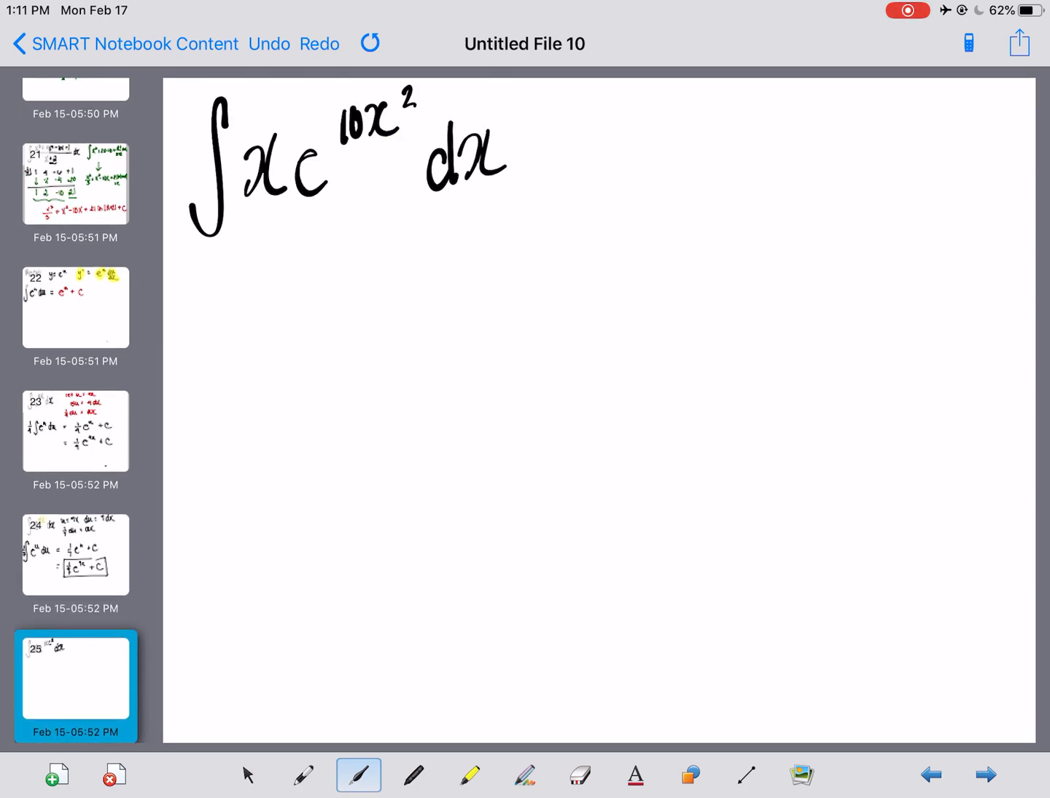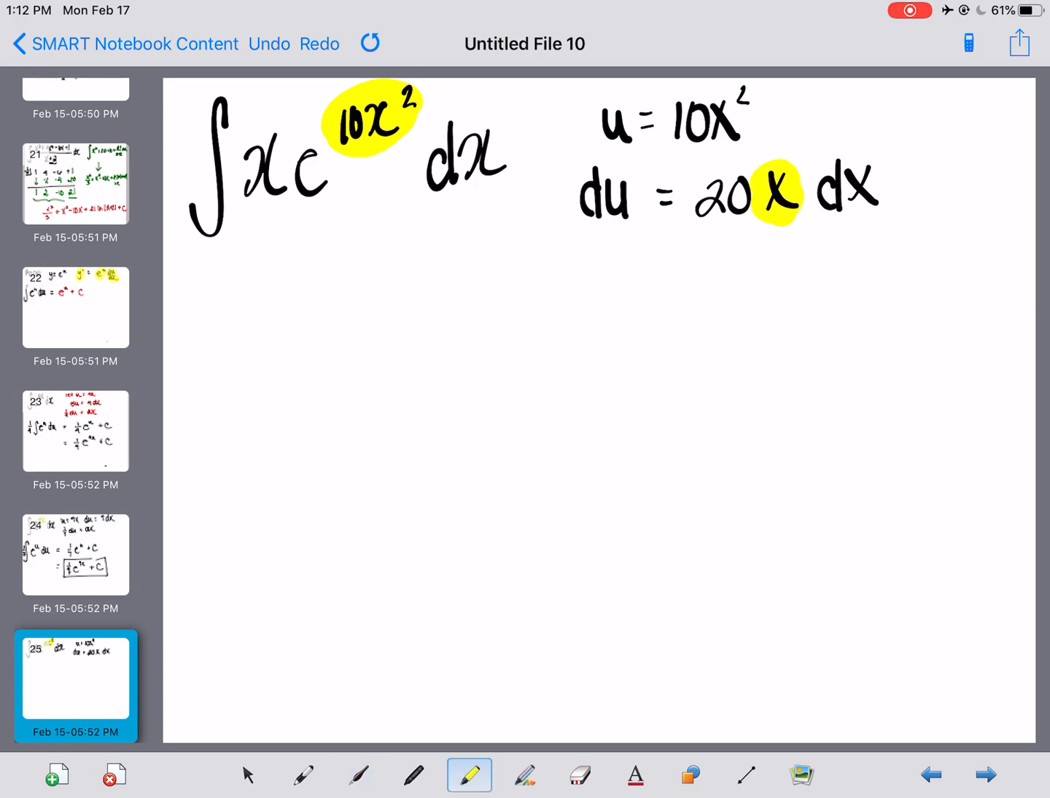Last one, possibly. A little more going on in the exponent, but it is not bad. U will be the exponent 10x squared, meaning du will be 20x dx. I see the x right here. I don't see a 20. So 1 over 20 du is equal to x dx.